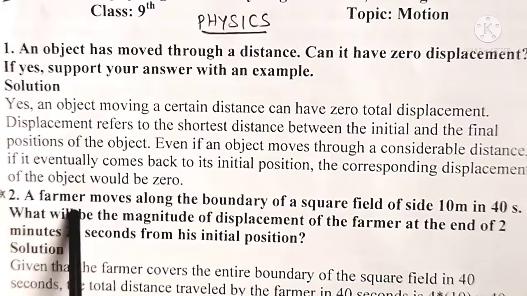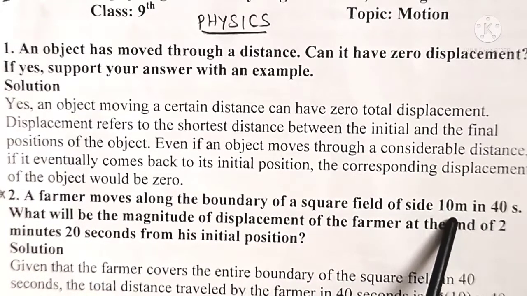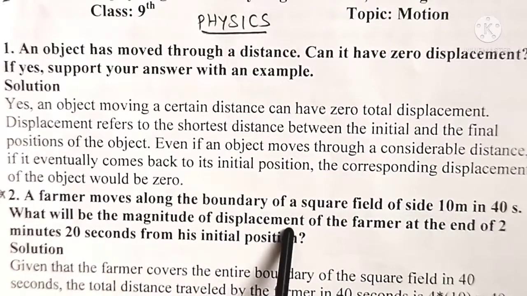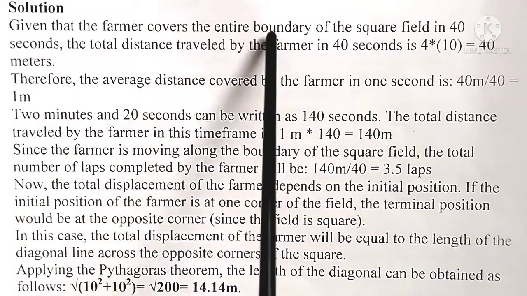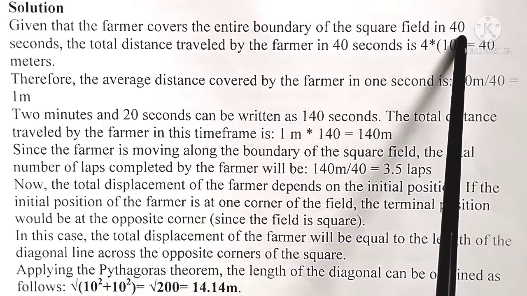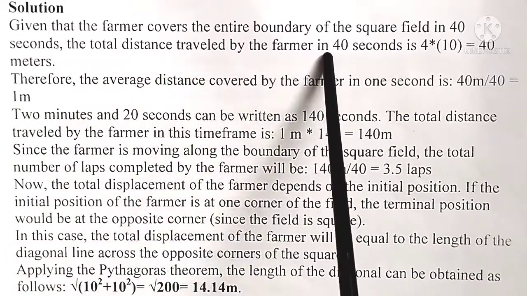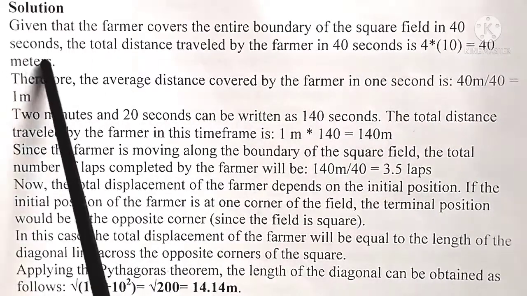Second one, a farmer moves along the boundaries of a square field of side 10 meter in 40 seconds. What will be the magnitude of displacement of the farmer at the end of 2 minutes 20 seconds from his initial position? Solution. Given that the farmer covers the entire boundary of the square field in 40 seconds, the total distance travelled by the farmer in 40 seconds is 4 into 10, that is 40 meters.